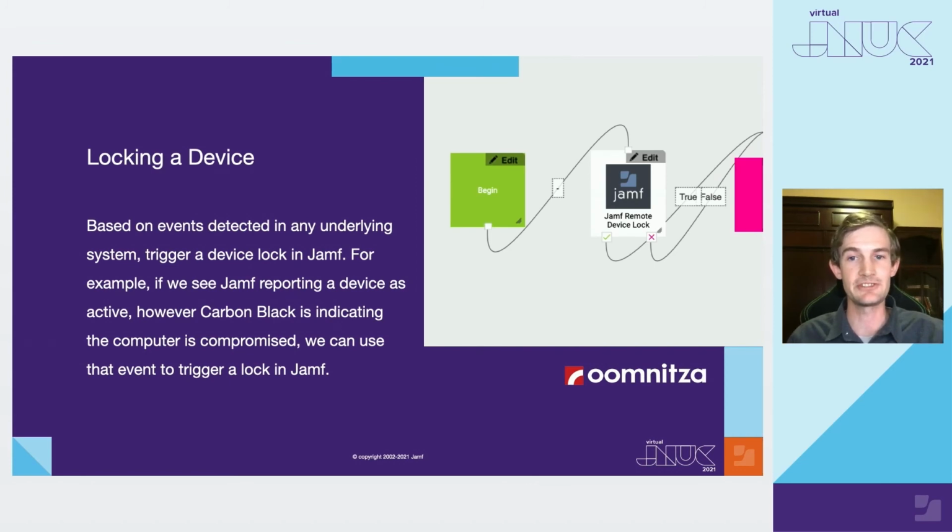Another powerful use case that we support is the ability to lock a device in Jamf. On the right, we can see an example of our API preset that we selected called Jamf Remote Device Lock. Based on any underlying system, we can trigger that event. As an example, if we see that Jamf is reporting a device as active, however, our security endpoint tool is indicating that the computer is compromised, we can use that data to take action and automatically trigger a lock in Jamf. Now, this is a very basic example.